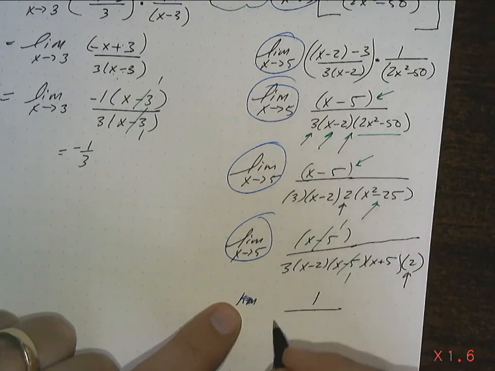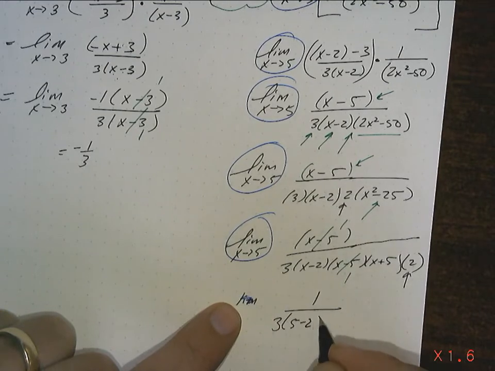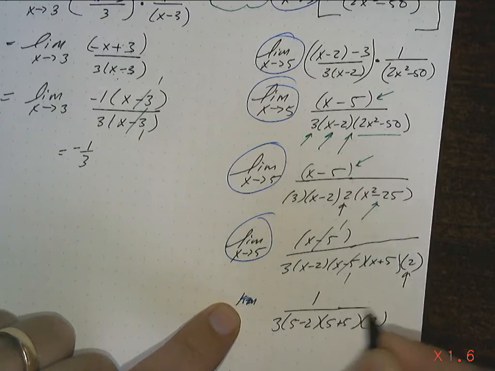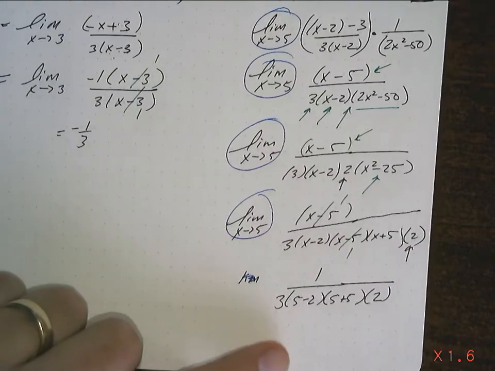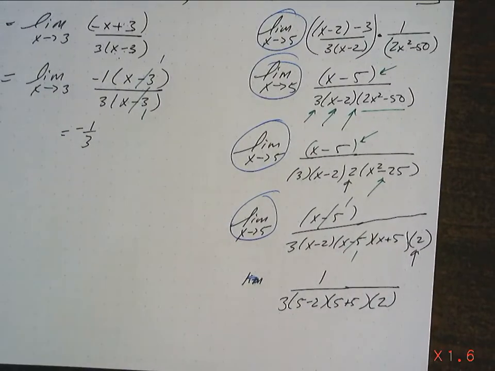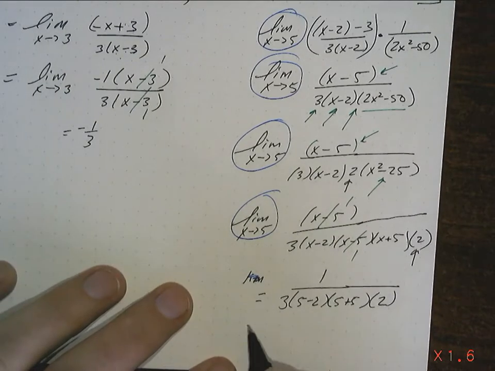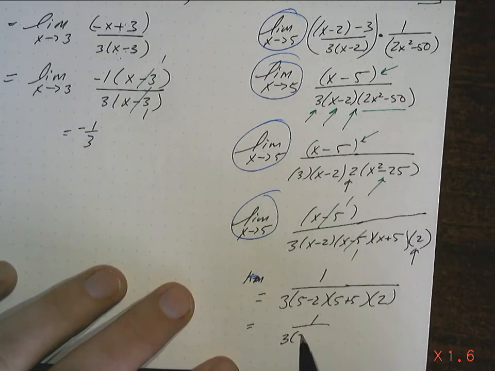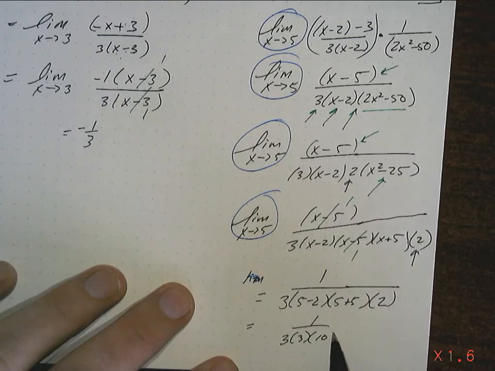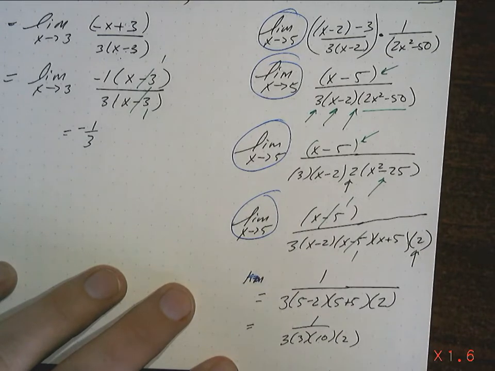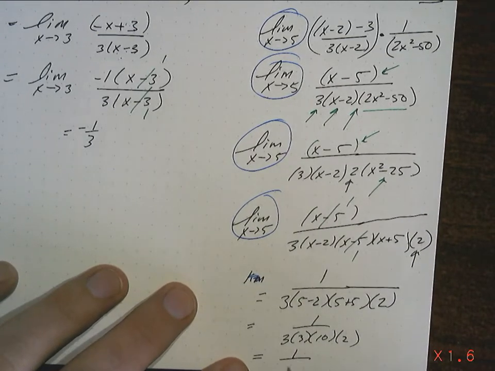I'm going to write 3, 5 minus 2, 5 plus 5, and 2. And I no longer write the limit because I'm evaluating the limit now. Now's when I can stop writing it. And I'm going to get an answer of 1 over 3 times 10 times 2, which is 12, which is 120. And I think that's right.